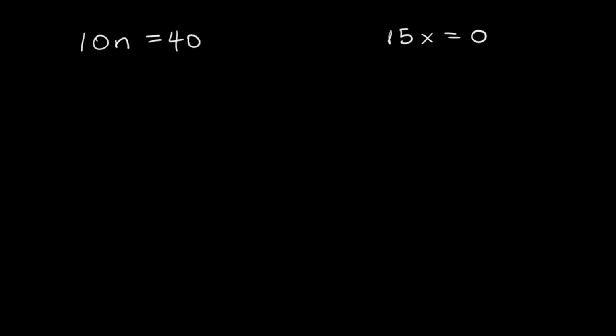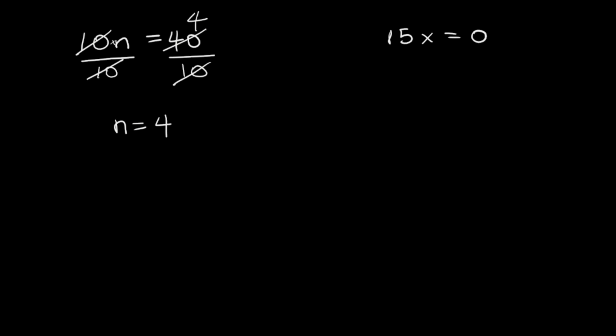Now, this is 10 multiplied by n. And to get rid of the 10 on this side, we need to do the opposite of this operation. So the opposite of multiplication is division. So we're going to divide by 10. And if we divide by 10 on the left, we divide by 10 on the right. And this becomes n is equal to 4.